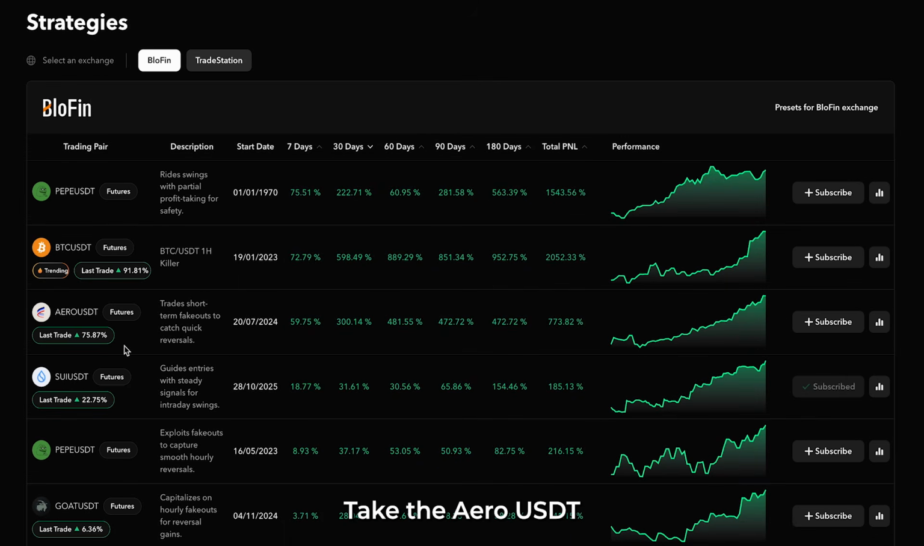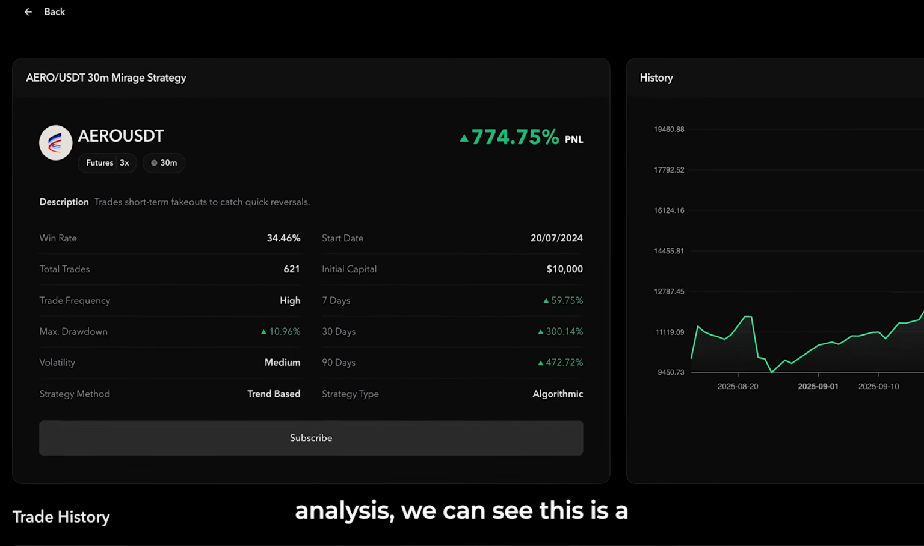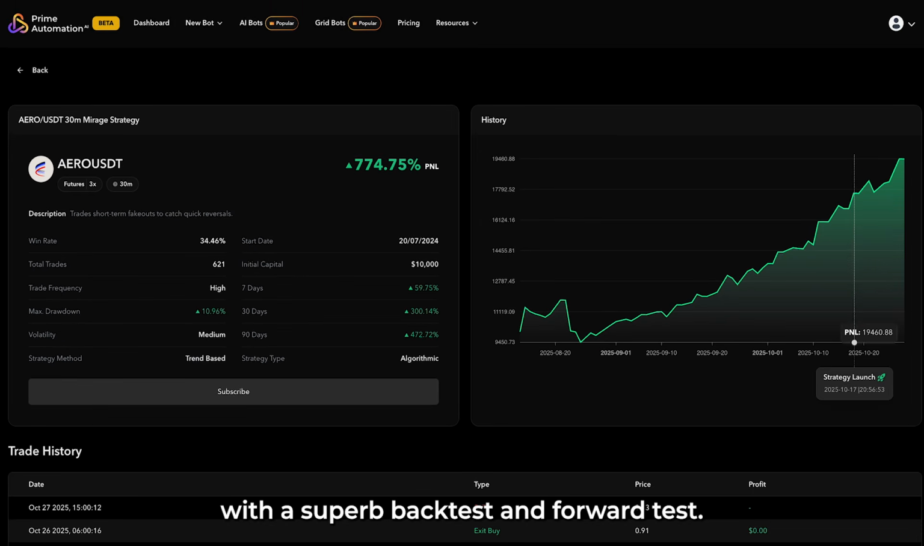Here's another example. Take the Aero USDT Mirage 30-minute strategy. By opening up our deeper data analysis, we can see this is a trend-based, medium volatility, high win rate strategy with a superb backtest and forward test.